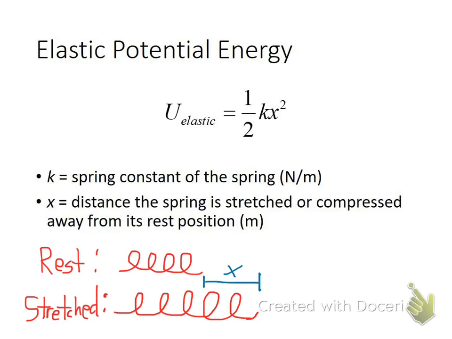That's your X value. K is what's known as the spring constant of the object. The spring constant is simply how many newtons of force it takes to stretch the thing 1 meter.